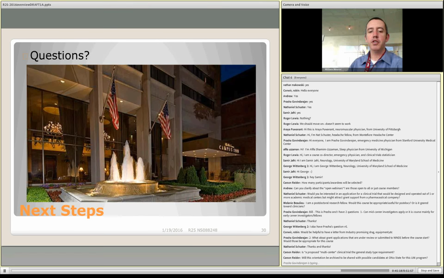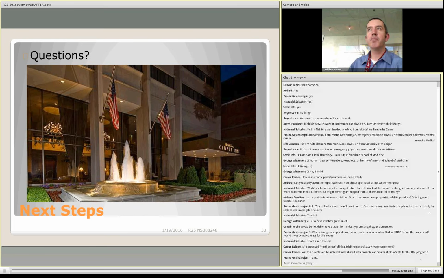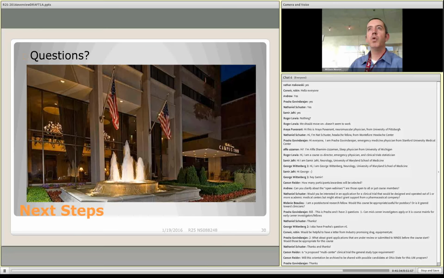So, a proposed multi-center clinical trial, the general study type requirement. I would say that we are a little bit, not necessarily opposed, but a multi-center trial is generally a trial that would convince others that a multi-center trial is feasible, warranted, and scientifically justified.